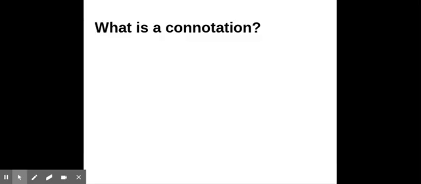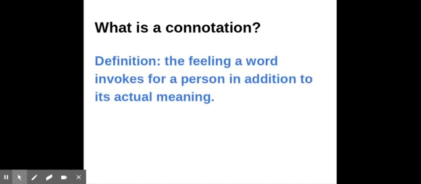So what is a connotation? I say it all the time in class. Your other English teachers might say it all the time, what's the connotation? But we really need to know what that word means in order to help us. So a connotation is the feeling a word invokes for a person, in addition to its actual meaning.